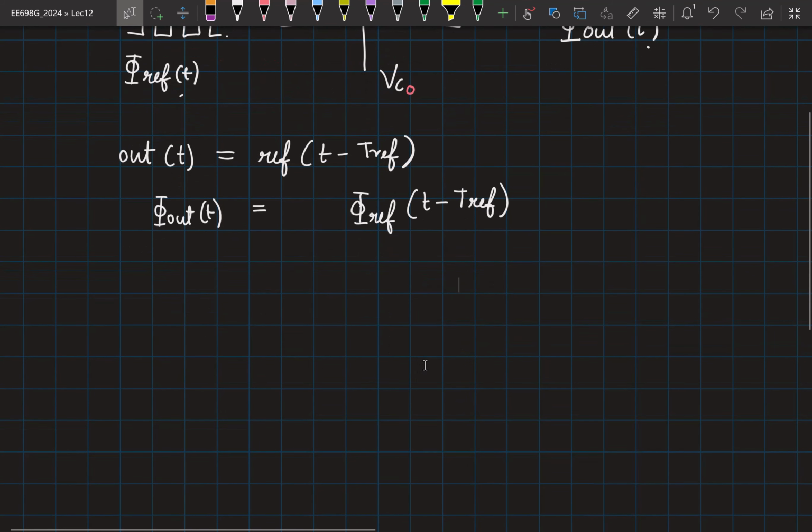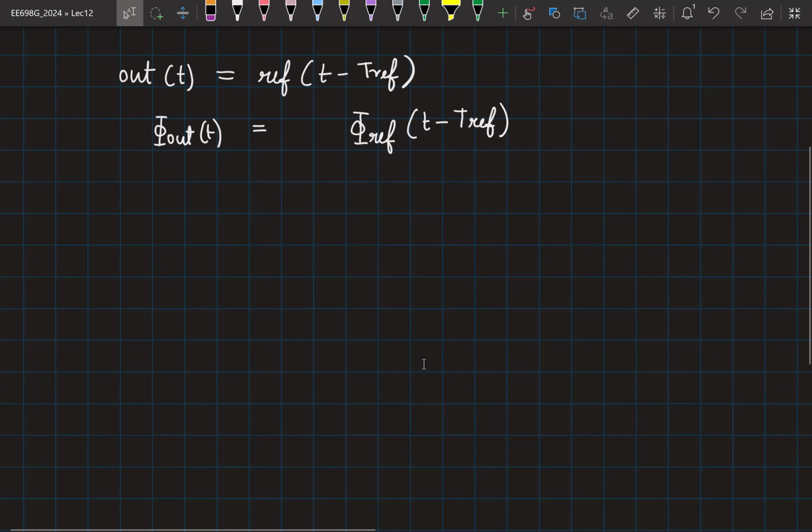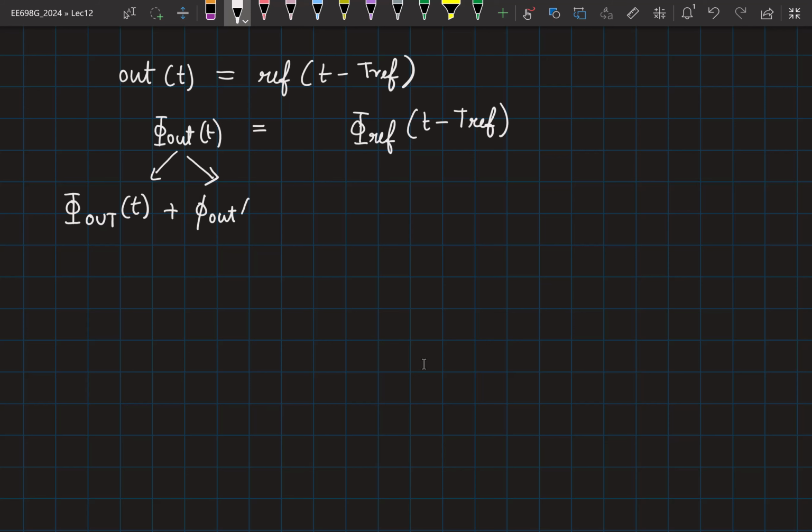This will be minus 2 pi, with the phi of t minus 2 pi, if we are looking only at the large signal, right? So now I can split this into a large signal component and a small signal component. So this is phi out of t plus a small signal phi out of t. This will be equal to a large signal component delayed by t ref plus a small signal component delayed by t ref.